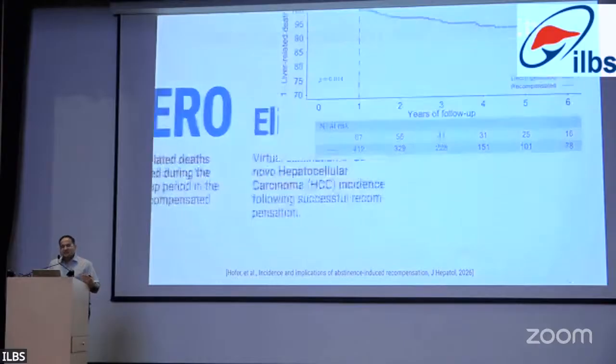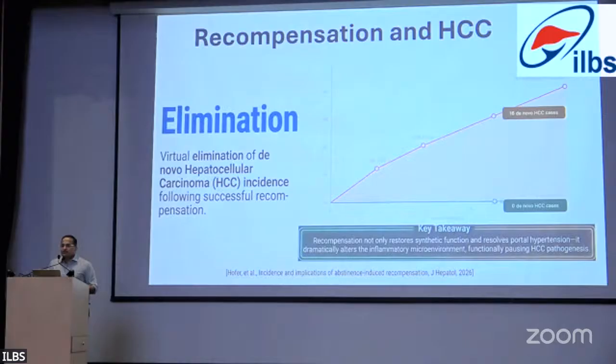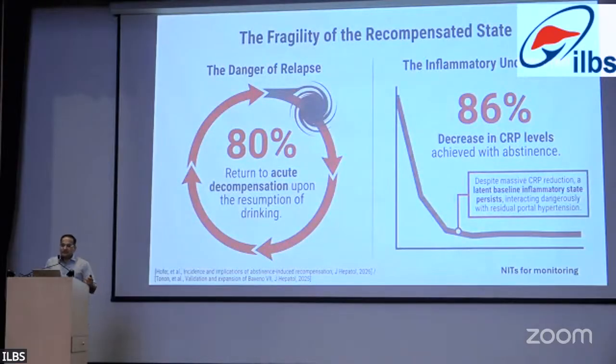And additionally, there is almost elimination of the risk of HCC with abstinence and recompensation. Those who achieved abstinence had zero de novo cases of HCC, while those who did not achieve it had a chance of developing HCC in the 5-year follow-up. That's very good. But the recompensation is not all pure. It's still fragile. So there is danger of relapse. 80% return to acute decompensation upon relapse or returning to drinking.